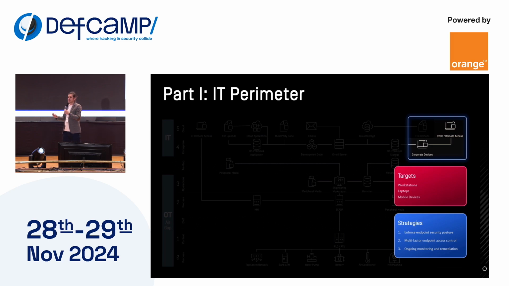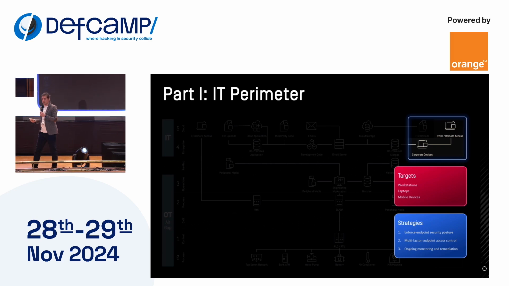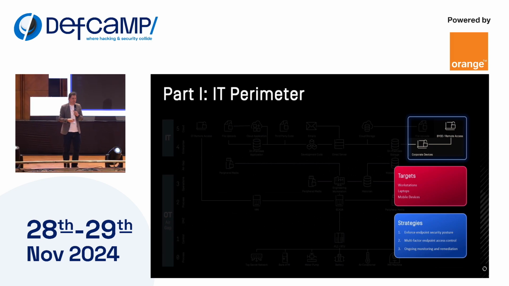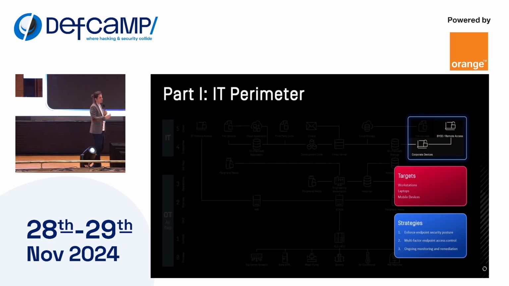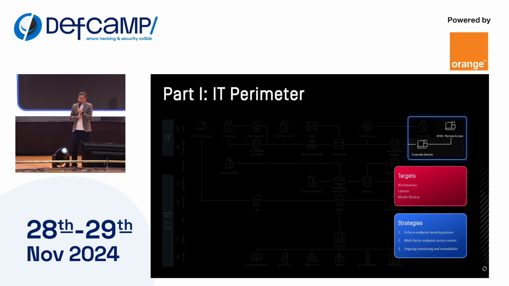But there's another risk, right? Users logging in from home, using their mobile phones, using their personal laptops, tablets, and whatnot. And they can introduce risk that way. A lot of companies provide VPN services to facilitate that. They deploy AV solutions, but that's not always enough, right?